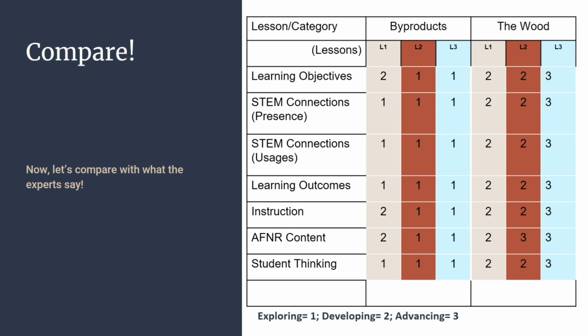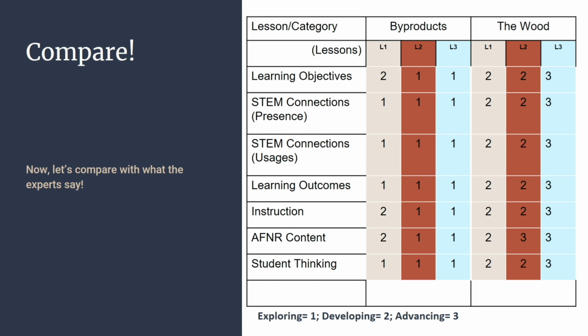So, for example, you'll see byproducts for lesson 1. Learning objectives was given a level 2 at the developing level, and you'll see lesson 2 and lesson 3 were at the exploring level, level 1. Reading across that first row of learning objectives, you'll see the wood for lesson 1 and lesson 2 received a rating of 2, which would be developing, and then level 3 for lesson 3, which would be at the advancing level.